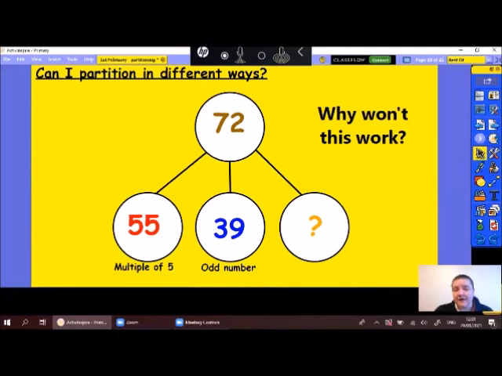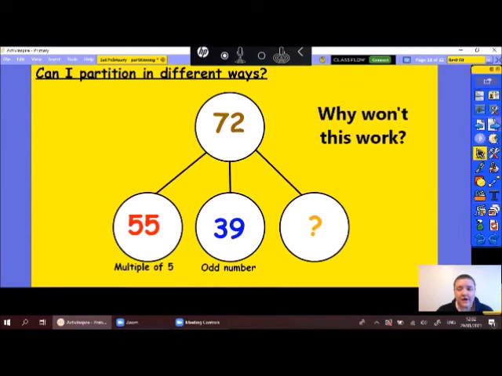Have a look at this one and see if you can find out why it won't work. So this person has chosen 55 as their multiple of 5, perfectly acceptable. And they've chosen 39 as their odd number. Again, perfectly acceptable. So what's wrong with it? Why won't it work? Pause the video to talk it through.